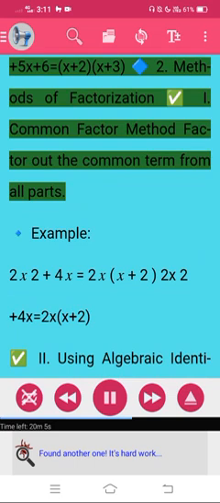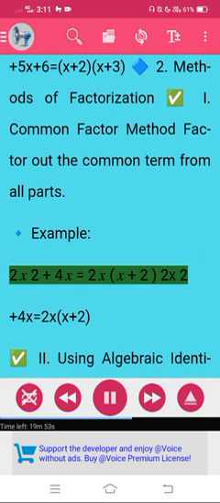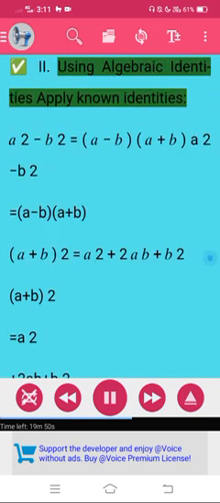Methods of factorization. Check 1: the common factor method. Take out the common term from all parts. Example: 2x² + 4x = 2x(x + 2). Check 2: using algebraic identities. Apply known identities.